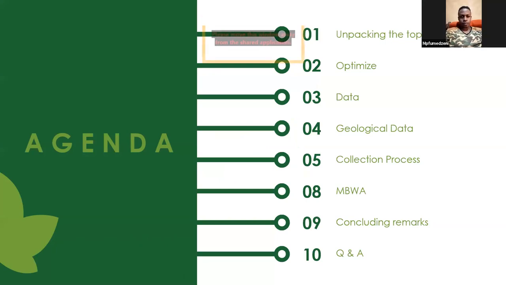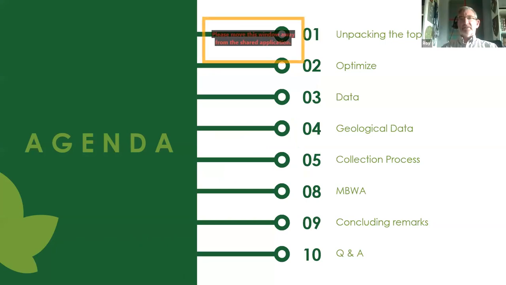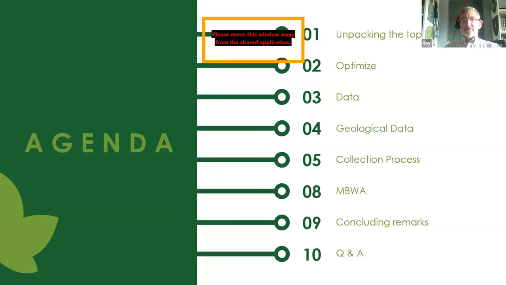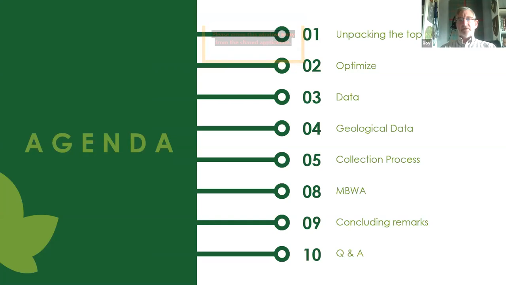So I always like to start a presentation by giving you an overview of what we're going to cover. So first of all, we'll unpack the title, which basically means breaking down each individual term and talking a little bit about it. So we'll do optimize, we'll do data, we'll do geological data, which a lot of people have already talked about. Then we'll look at the collection process, and then a wonderful management acronym called MBWA. And then I'll have some concluding remarks, and then there'll be some time for questions and answers.